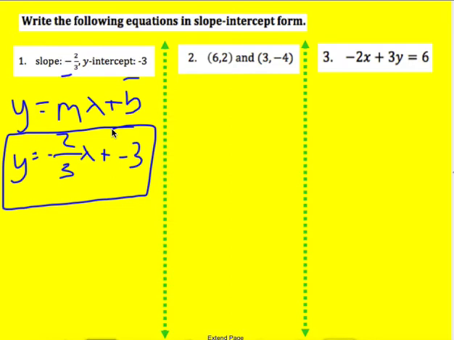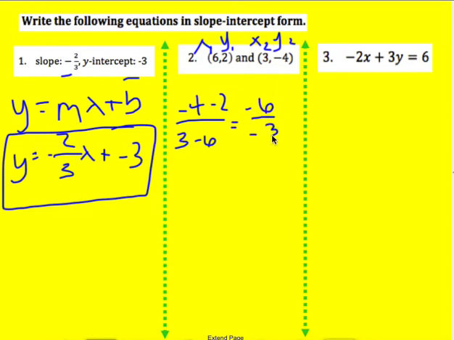Taking a look at number 2, we have 2 points. So the first thing we need to do is calculate out the slope. I have x1, y1, x2, y2, so I have y2 minus y1 over x2 minus x1. I get negative 6 divided by negative 3, and when I divide those out, I get a positive 2. So what I have right now is a slope and 2 points. Whenever I have a point and a slope, I need to start by putting it into point-slope form. So I need to set up my puzzle.